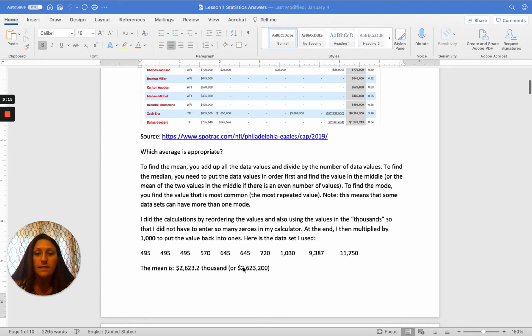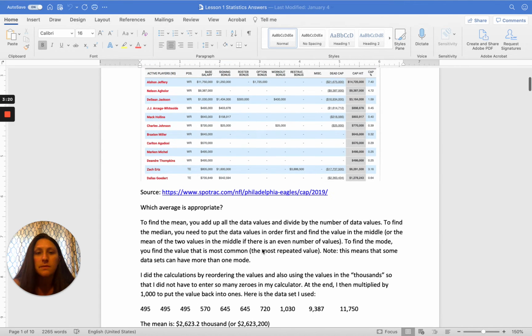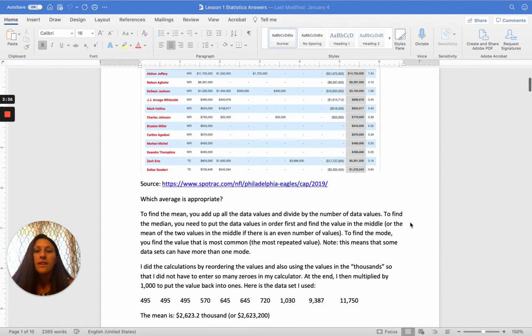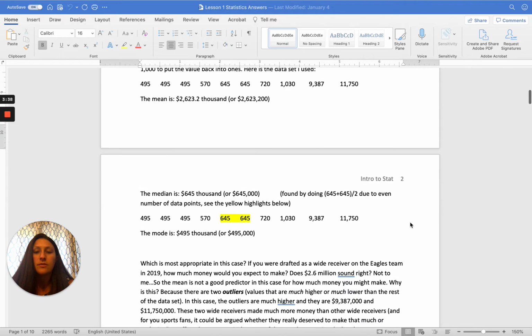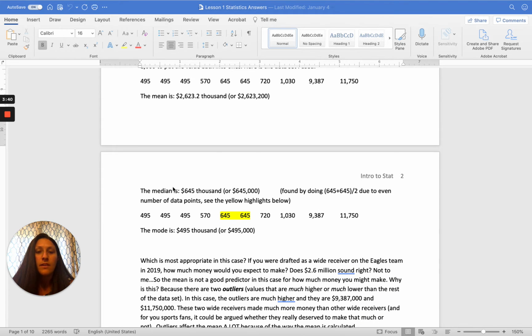So to me, this $2.6 million number doesn't seem to be an appropriate average for these 10 data points because it doesn't seem to truly represent how much money I should expect to make if I were drafted today onto the Eagles team and am truly of average skill for a wide receiver. So you may have heard of these 2 other averages. One is called the median and the other is called the mode.